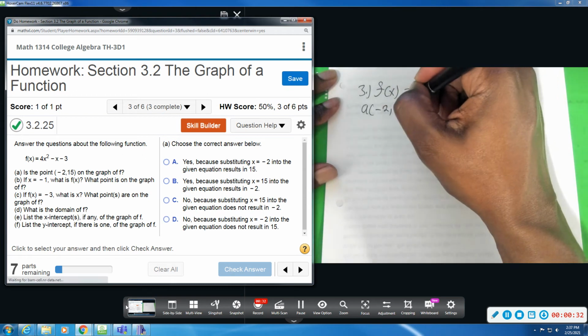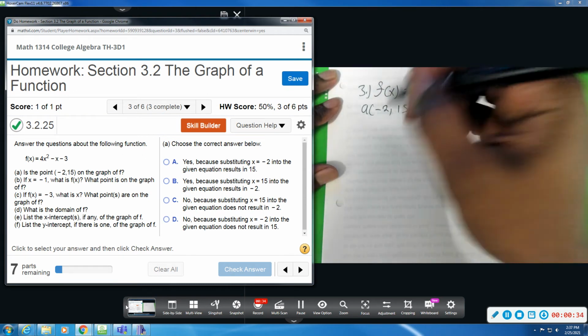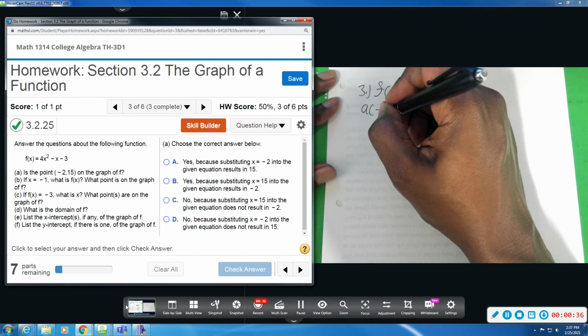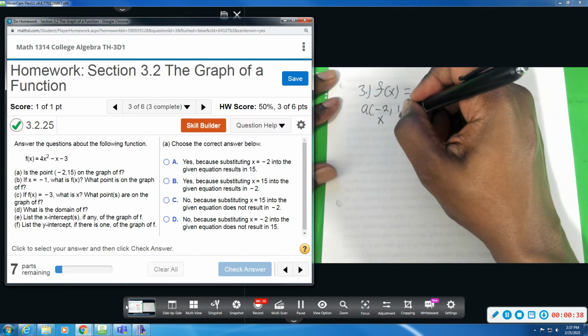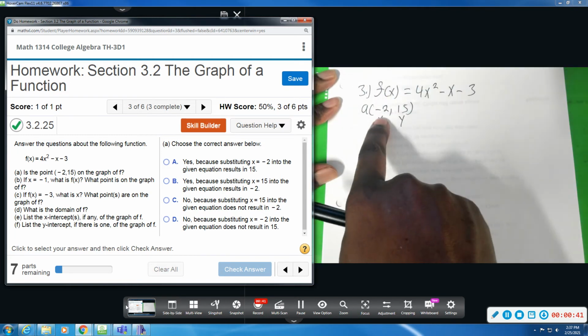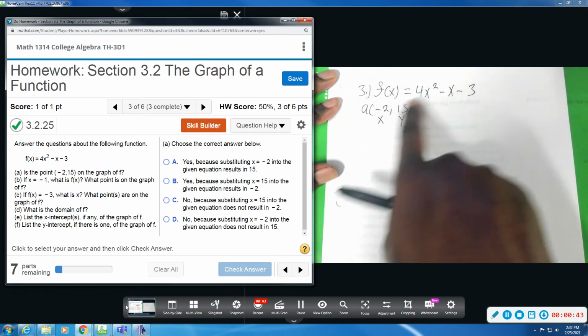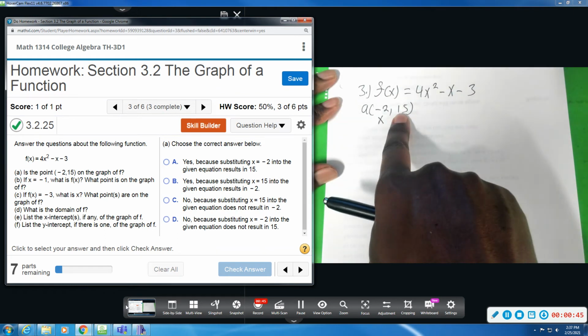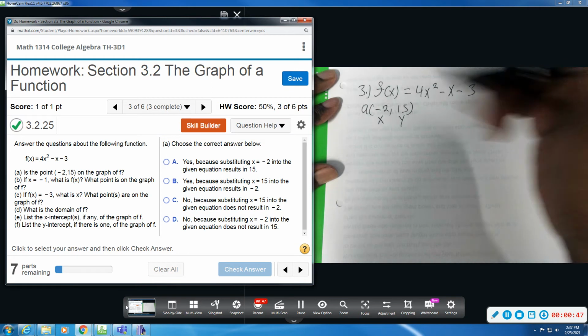(-2, 15). All right, so what they're giving us is that the -2 is the x value, 15 is the y. We're going to plug in -2 for x and see if all of this equals 15. If it does, it's on the graph. If it does not, it's not.